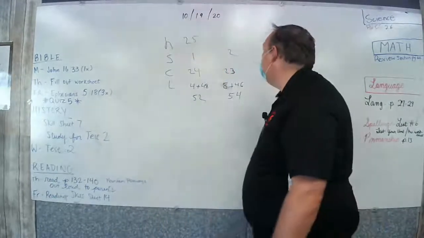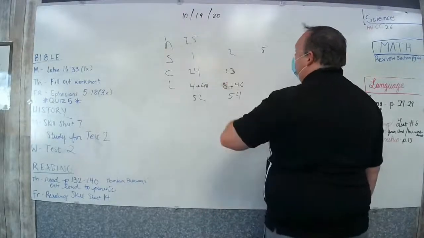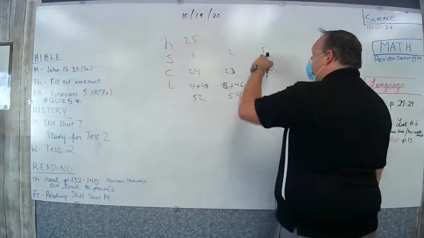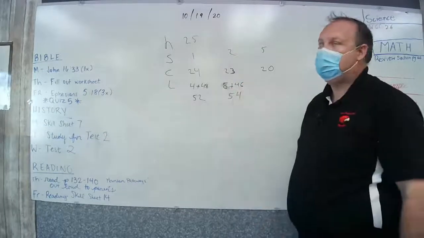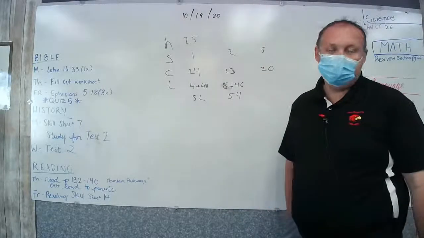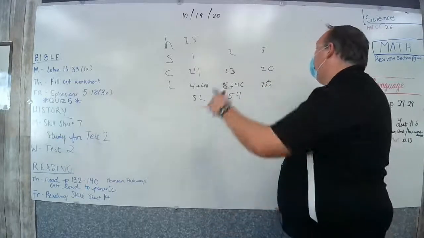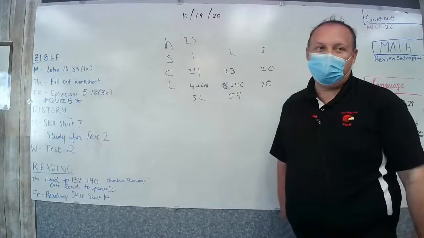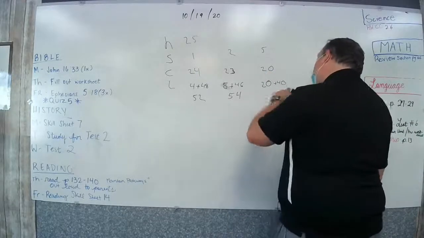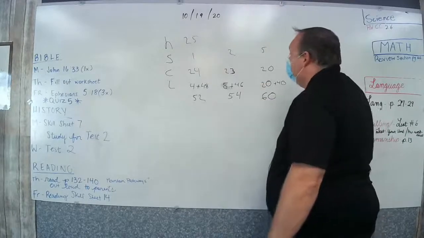Okay, let's jump this up a little bit. Let's say I have 5 sheep now, meaning I only have 20 chickens. How many sheep legs do I have? 4. If I have 5 sheep, how many sheep legs do I have? 20. If I have 20 chickens, how many chicken legs do I have? 40. So 20 plus 40 is? 60.